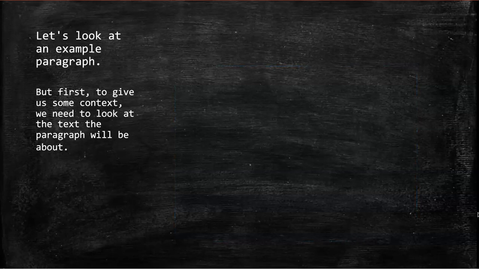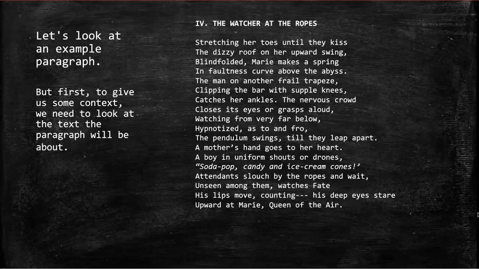Let's look at an example paragraph. But first, to give some context, we need to look at the text the paragraph will be about. "The Watcher at the Ropes," from the poem "Circus" by Vine McCaslin.